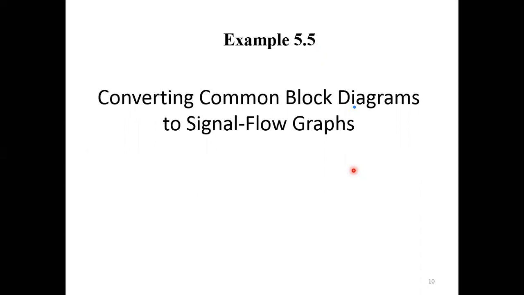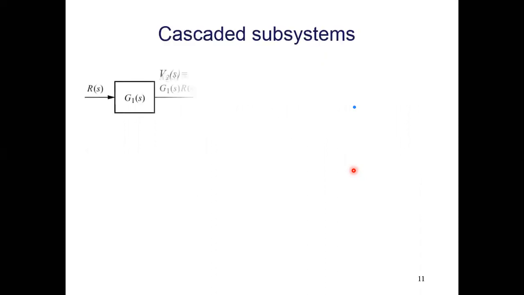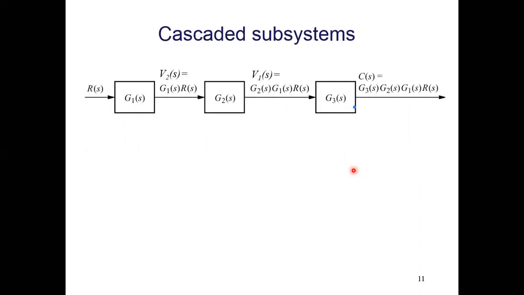The familiar forms which we have studied previously, the cascaded form, parallel form, and feedback form, will now be represented in signal flow graphs one by one. In this cascaded form, we have one input, R of S, the output C of S, and three subsystems, G1 of S, G2 of S, G3 of S. And here we have signals V2 of S and V1 of S.